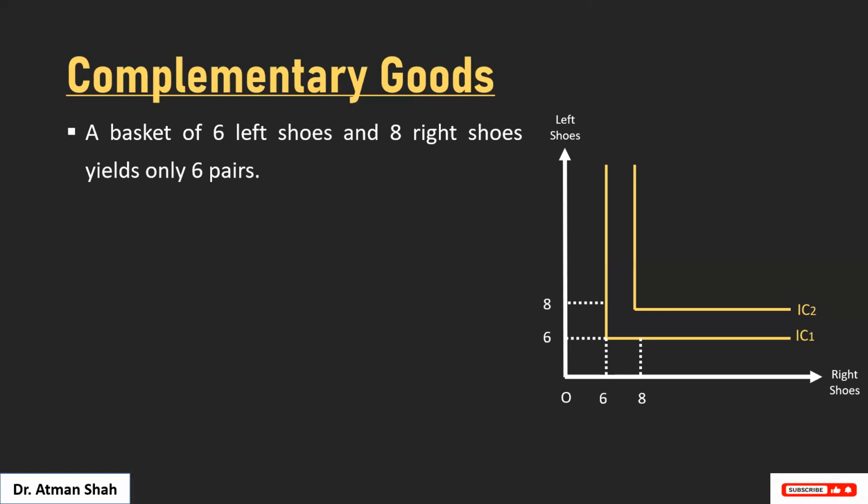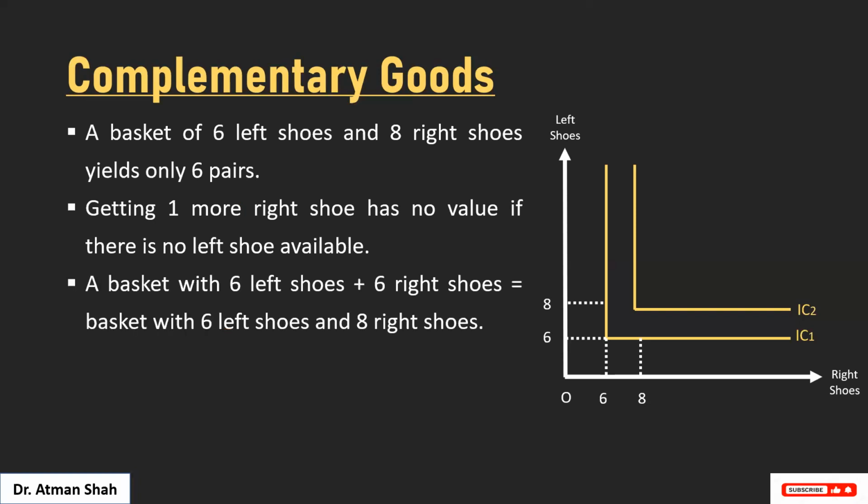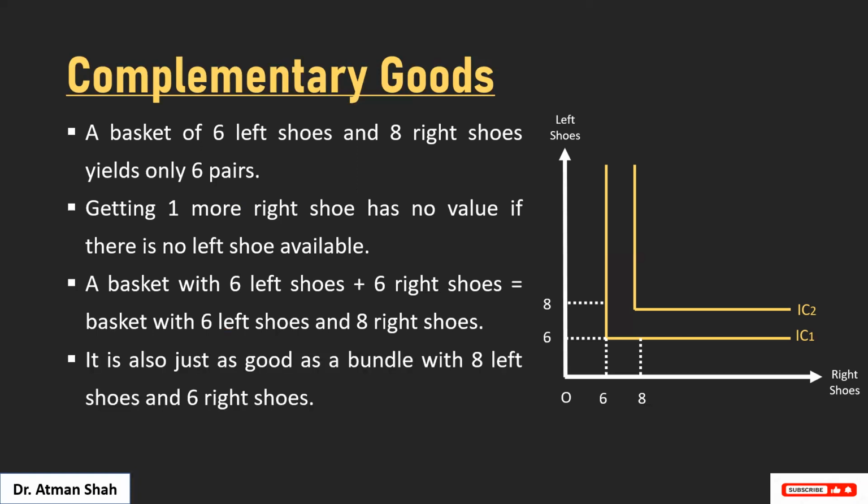A basket of 6 left shoes and 8 right shoes yields only 6 pairs. And therefore, getting one more right shoe has no value if there is no left shoe available to the consumer. So a basket with 6 left shoes plus 6 right shoes is equivalent to basket with 6 left shoes and 8 right shoes. Similarly, it is also just as good as a basket with 8 left shoes and 6 right shoes. And therefore, ICs are right angles.